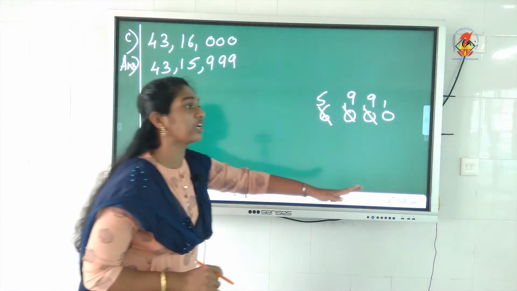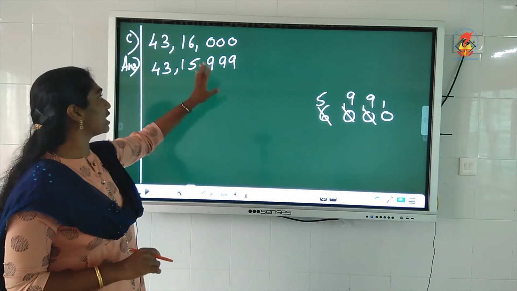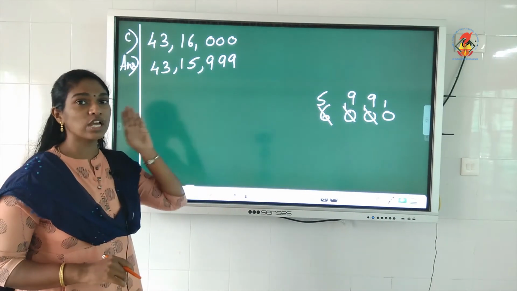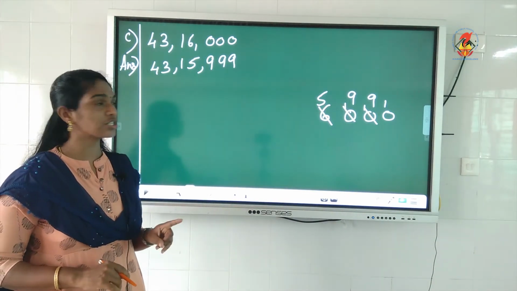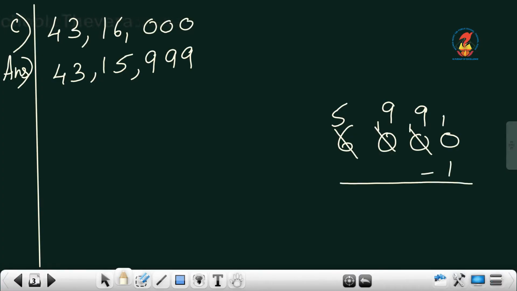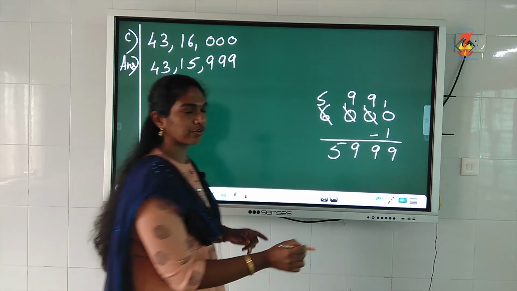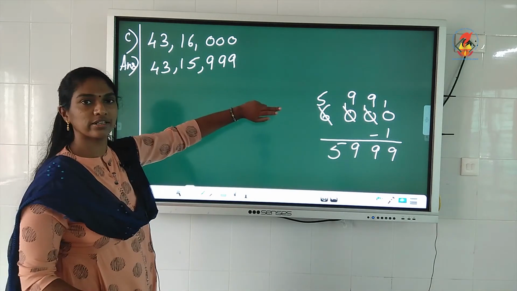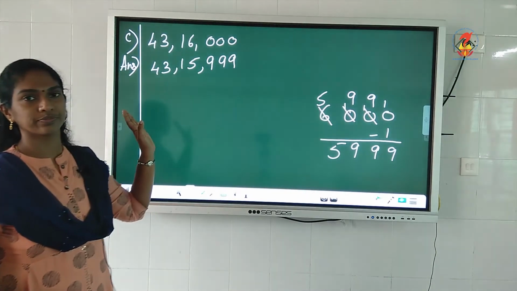Once again, you make all the zeros at the end of the number, not in the middle. All the zeros at the end of the number make it 9 and the number just before 0 you make it 1 less. Understood, children? If you want, you can check. See, minus 1. What do you get? 10 minus 1, 9. Here 9. Here 9. Here 5. 5, 9, 9, 9. Rest of the digits are all same. Clear, children?